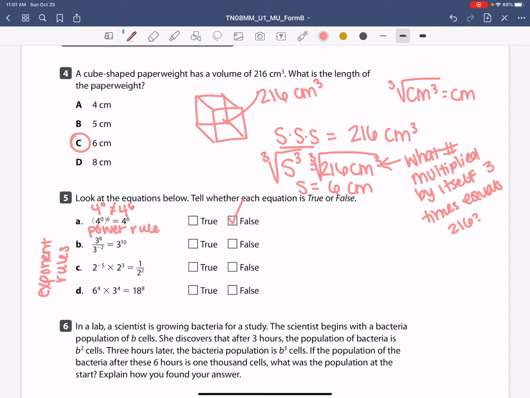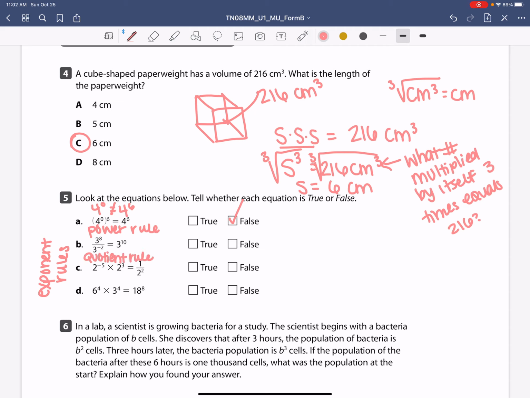B, 3 to the 8th divided by 3 to the negative 2nd is equal to 3 to the 10th. This is the quotient rule. Quotient rule says if you have two numbers, you're dividing them, they have the same base, you keep the base the same, subtract the exponents. So they're doing 8 minus negative 2, which is keep, change, change. Keep the first number the same, change subtraction to addition, change the second number to its opposite, and you're left with 10, which is exactly what they have, 3 to the 10th power, true.